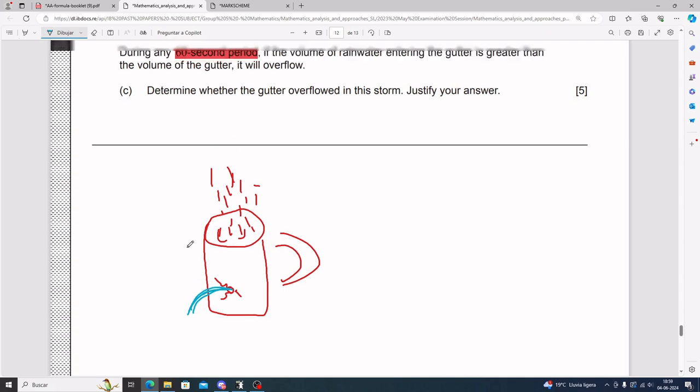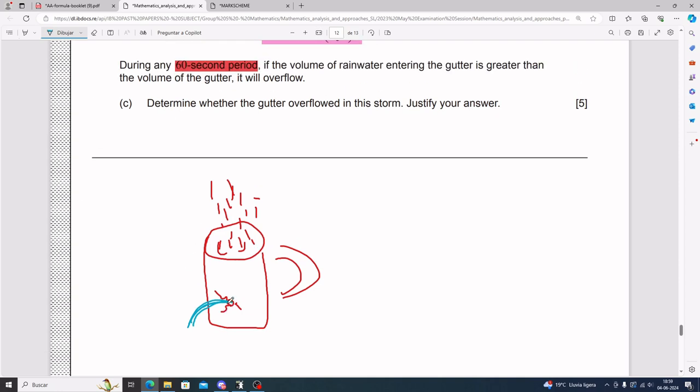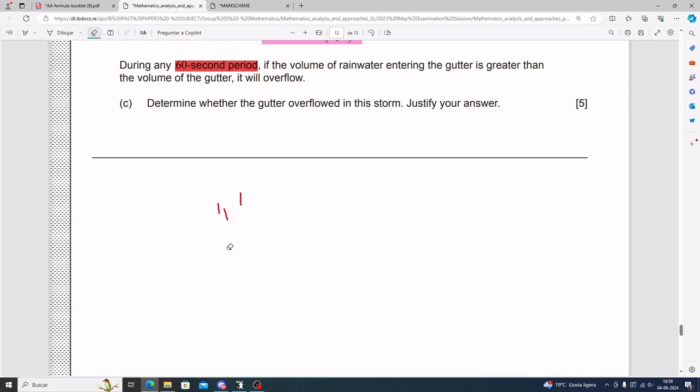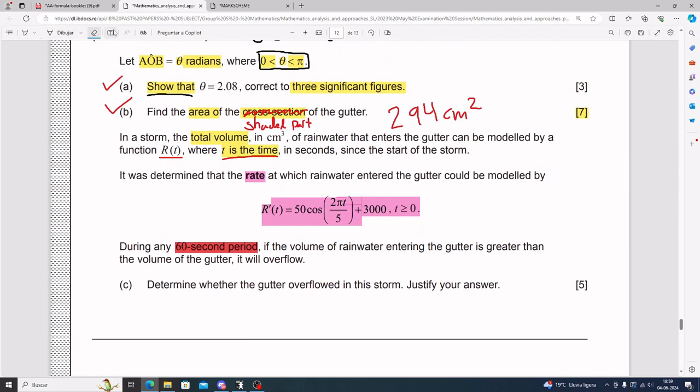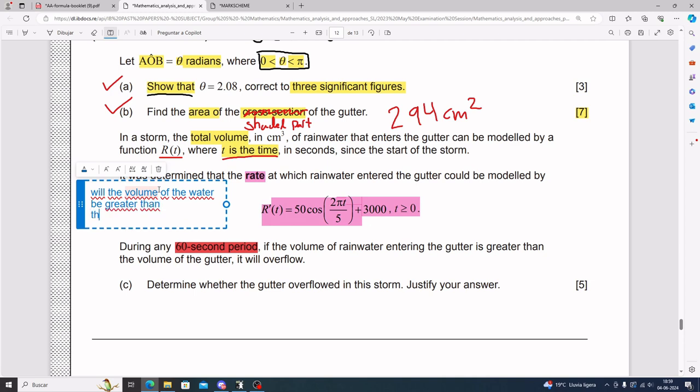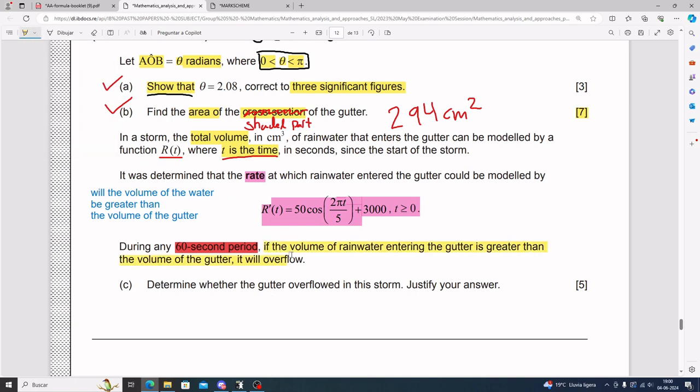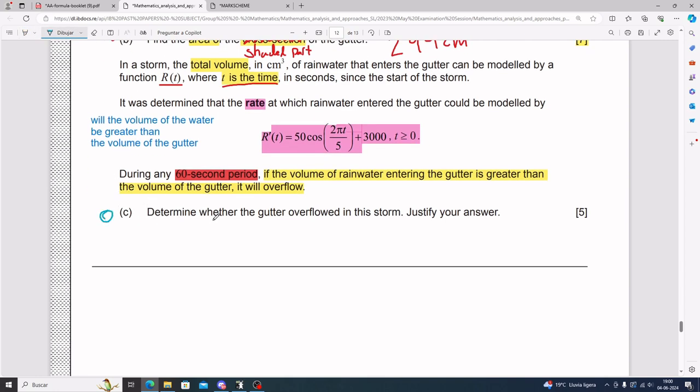So basically what it's saying here is that on the one hand, be careful with how much comes out of the gutter or the cup or whatever, and on the other hand, be careful with how fast the rain is entering. The big question they're asking is, will it overflow or not? Another way to think about it is, will the volume of the water be greater than the volume of the gutter? That is the big question. For part C, that's literally what they ask: determine whether the gutters overflowed in the storm. Justify your answer. And you need to analyze this thinking in 60-second periods.